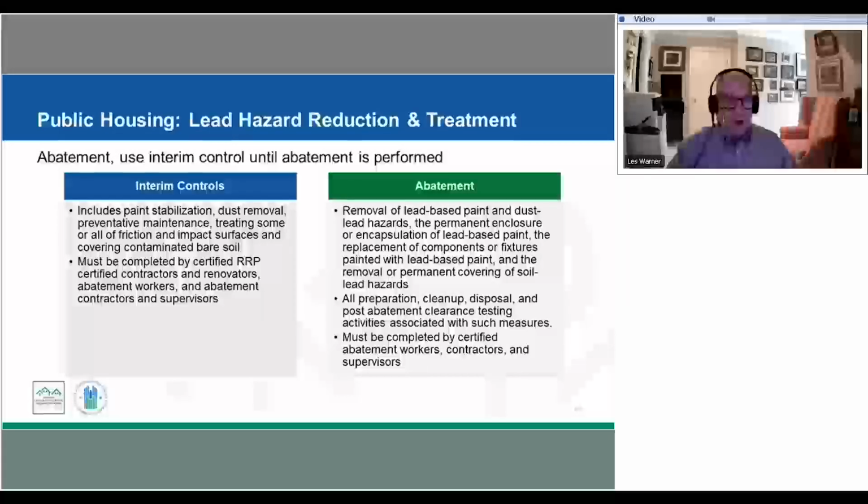And then we're going to be talking very shortly about clearance testing. At the completion of all of these hazard reduction activities, we're going to do clearance testing to make sure that we have brought those levels of lead hazard down to an acceptable level, and we're able to document that. This will all be completed by certified abatement workers, contractors, and supervisors. Our clearance testing would be done by certified clearance testers also.